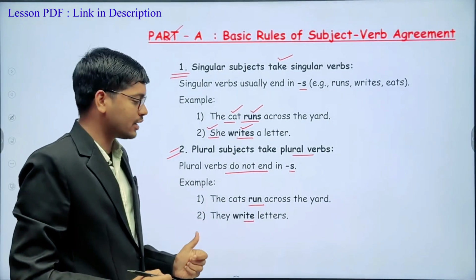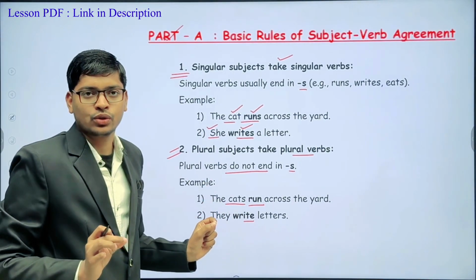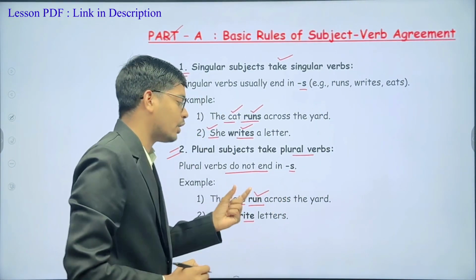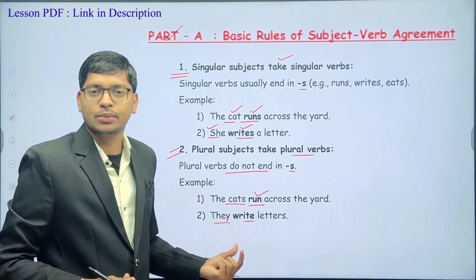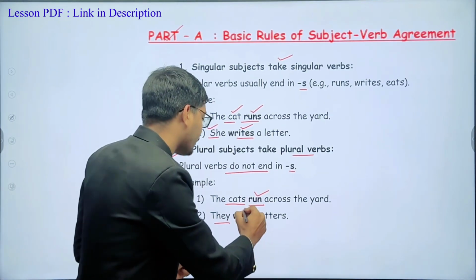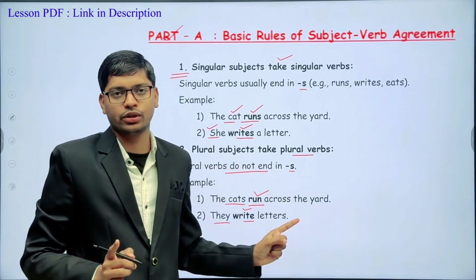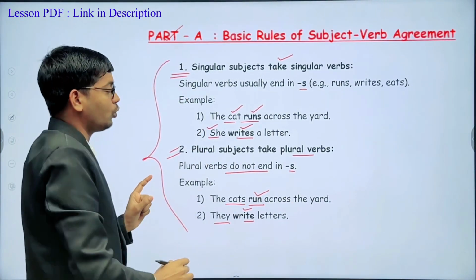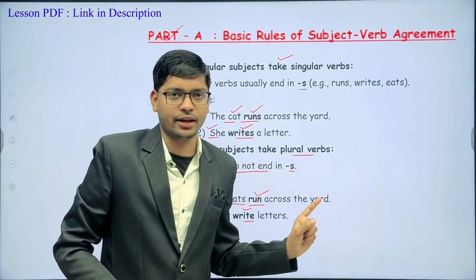Here you can easily understand that cats is a plural subject, so with a plural subject we have to use a plural verb. The verb here is only run. Next, they is a plural subjective pronoun, so with it we have to use a plural verb. The verb is write. You can easily understand these two basic rules of subject-verb agreement. Let's learn our next rules.